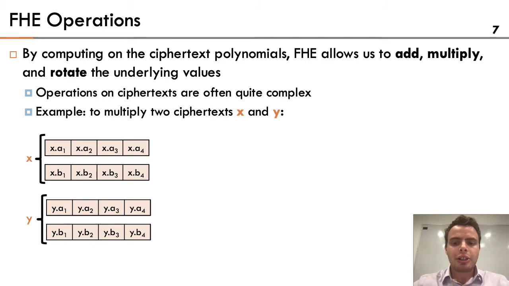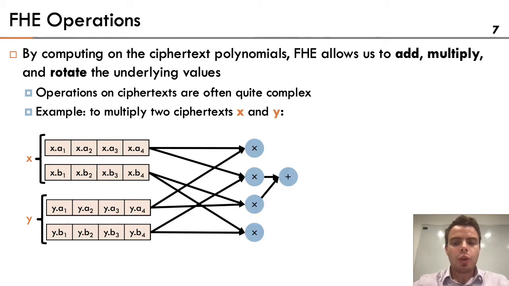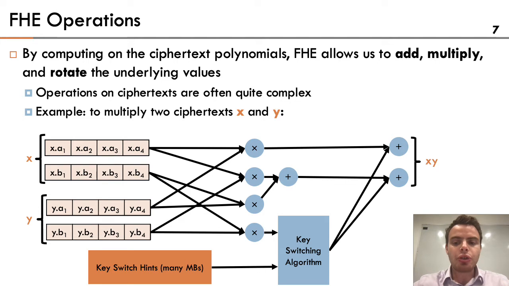For example, to multiply two ciphertexts x and y, we need to go through this complex algorithm. We need to perform a set of polynomial multiplications and additions, in addition to an extremely expensive key-switching algorithm. This key-switching algorithm can take tens of polynomial operations and is by far the costliest part of all FHE computations. It also requires many megabytes of auxiliary data in the form of key-switch hints. One important thing to note is that the multiplications in this figure are actually expensive polynomial multiplications, not straightforward scalar multiplies. Let's now dive a bit deeper into that part.